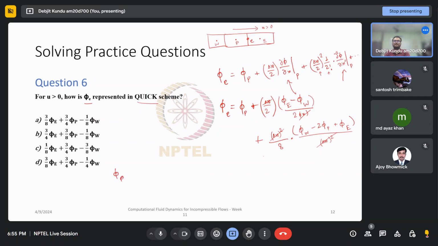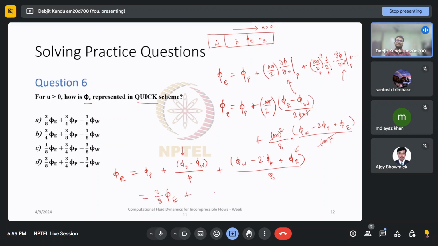okay, so I'll write this from here, φe would be equal to φP plus (φE minus φW) divided by 4 plus (φW minus 2 φP plus φE) divided by 8. Now just collecting terms, first of all we will write φE. For φE, we have 1/4 from this term and 1/8 from this term. So 1/4 plus 1/8 is 3/8.